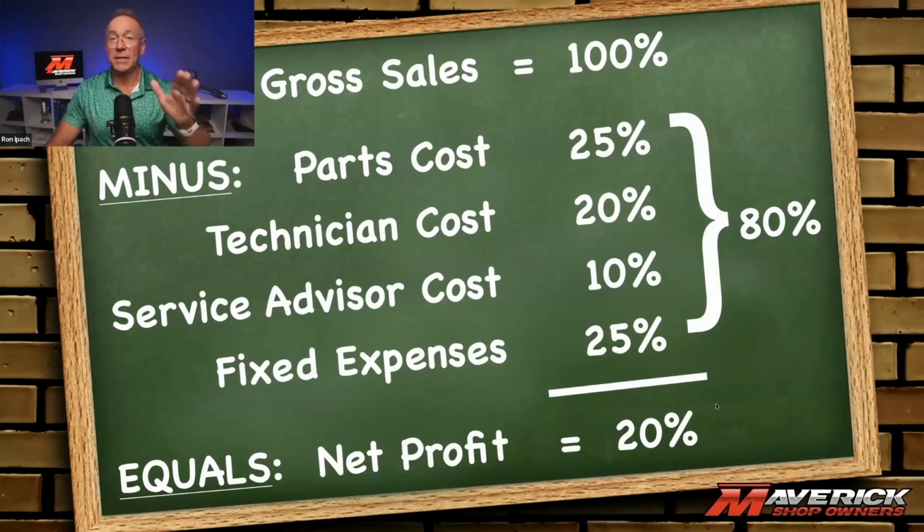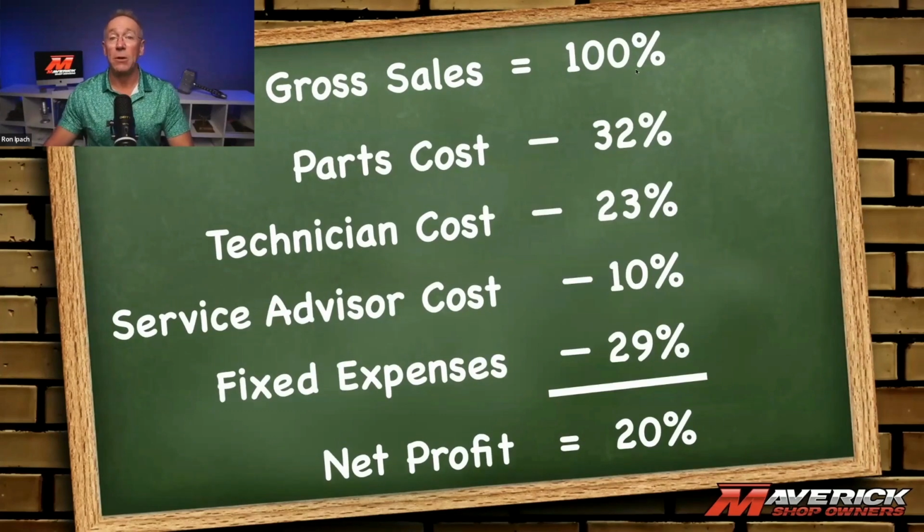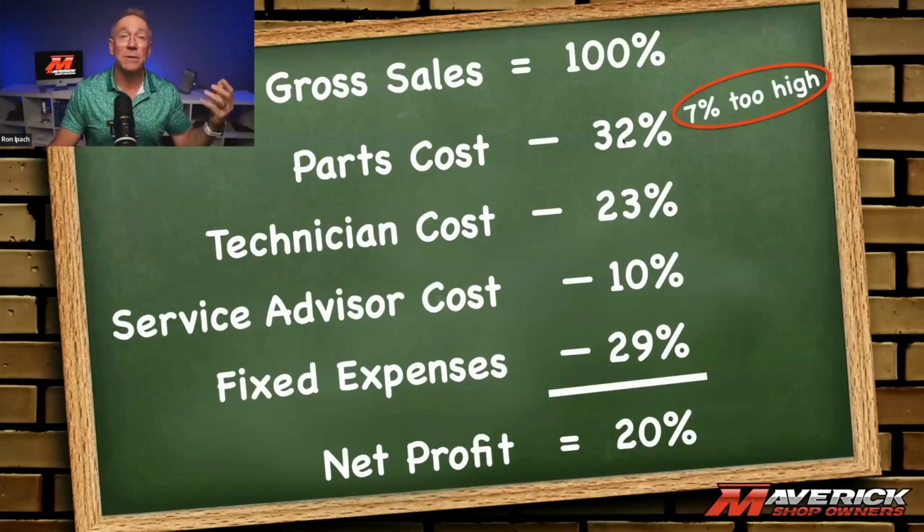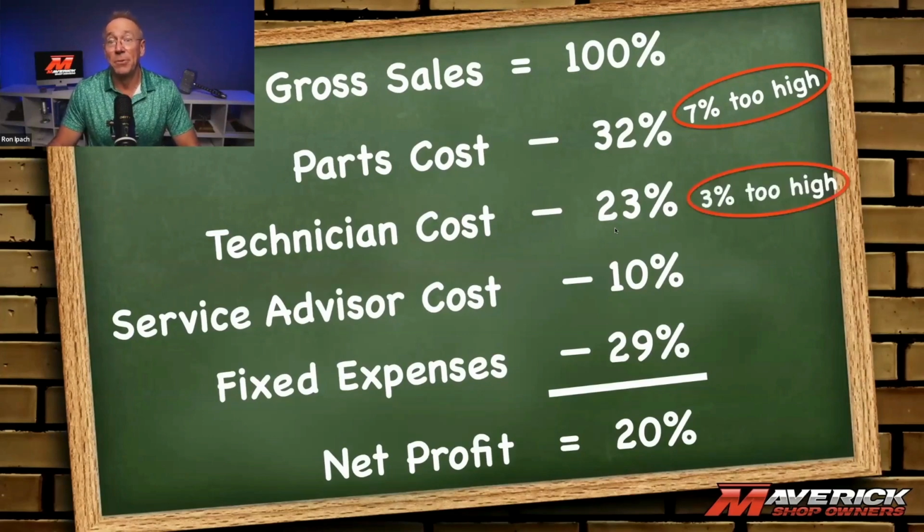All right. Let's see where this all goes awry and where you may be having a problem getting to this 20%. So here's what happens with the normal shop. Gross sales, still 100%, everything that goes in the door, but parts, what happened here? Parts should be no more than 25%. But here we've got 32%. When you look at it, that's 7% too high. Technician costs, as we know, technicians are getting more and more expensive, so it's easy to let that technician cost creep up. We see it's 23% here, but remember, it's supposed to be only 20%, and that's 3% too high.